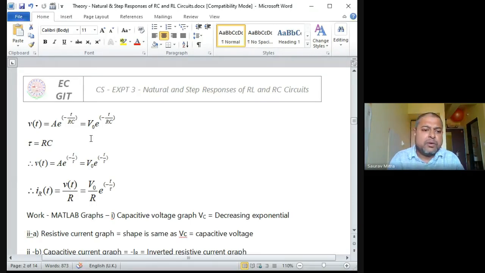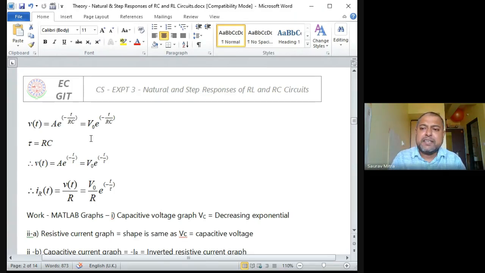So I'm challenging you all. You can just prove it. It's very easy. Just prove that 1 farad into 1 ohm is equal to 1 second. So take it as an assignment and prove it, write it on a page, a 2-3 line proof, and send it to me by WhatsApp. Or L by R, that is Henry by resistance, that is ohm. Henry by ohm is equal to second. This is the first proof you have to do. And second is R into C, that is ohm into farad, is equal to second. So these are two proofs you have to do, written on a small paper, and you can send it to me.